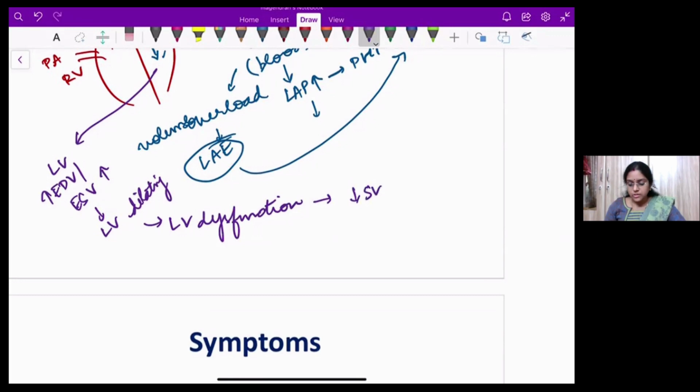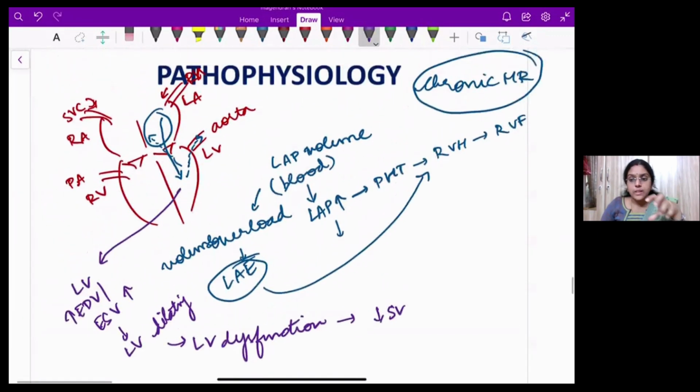Okay, so what we have to see is that when there is a mitral regurgitant lesion, like we saw in mitral stenosis, there is not much effect on the left ventricle. But in mitral regurgitation, there will be effect on both the left atrium as well as the left ventricle. When there is an increased amount of blood in the atrium because of the regurgitation, it will have a volume overload. So that will cause a left atrial enlargement, left atrial pressure will increase, pulmonary hypertension will occur, right ventricular hypertrophy, and then right ventricular failure will occur.